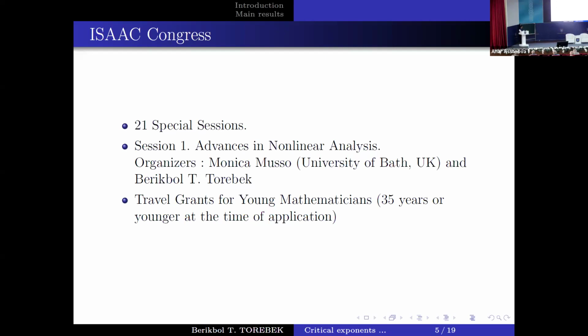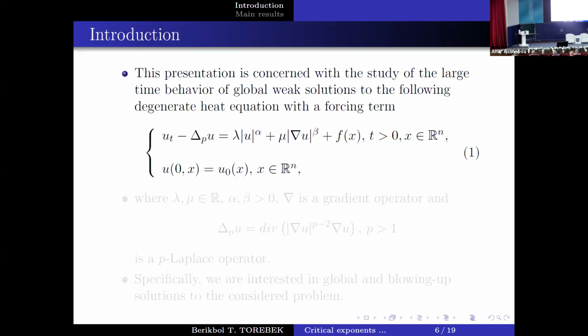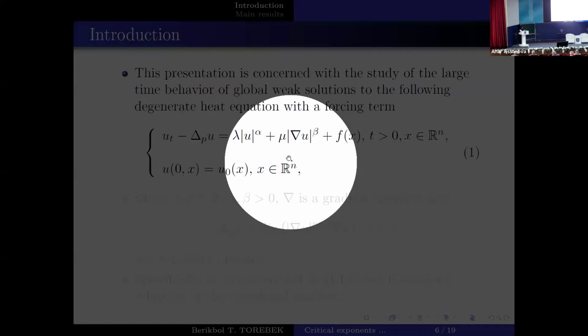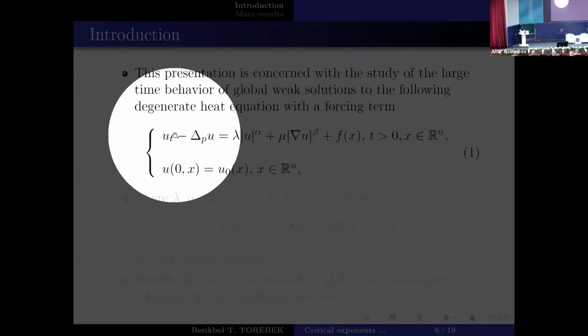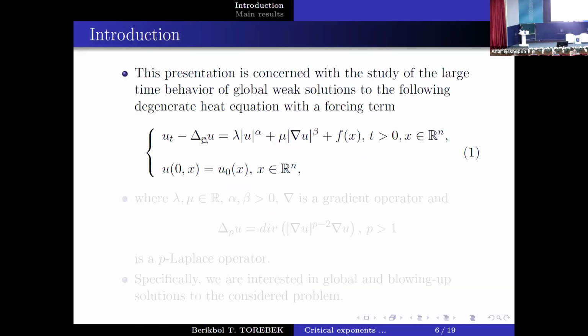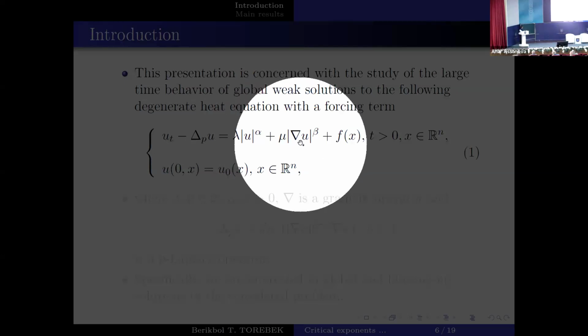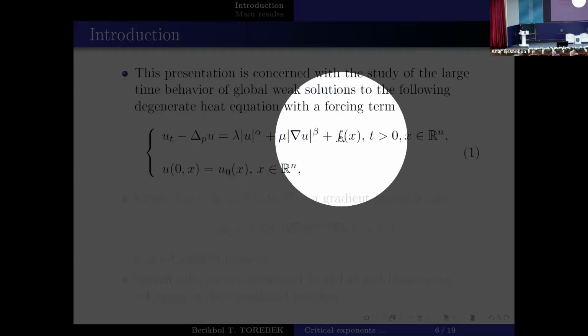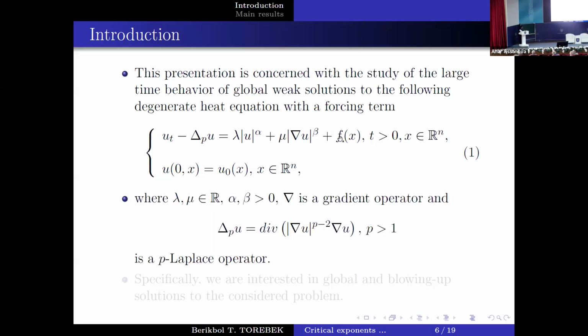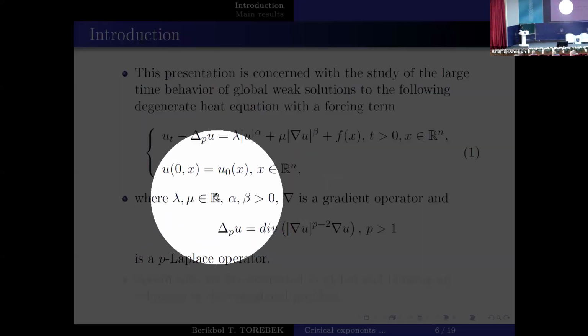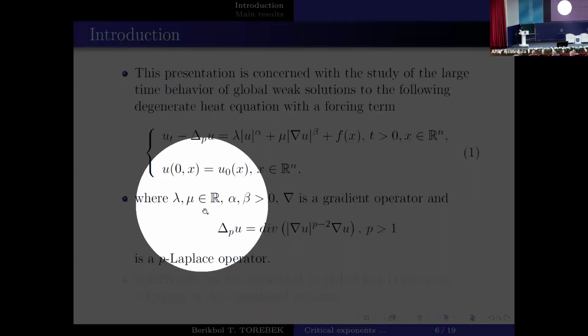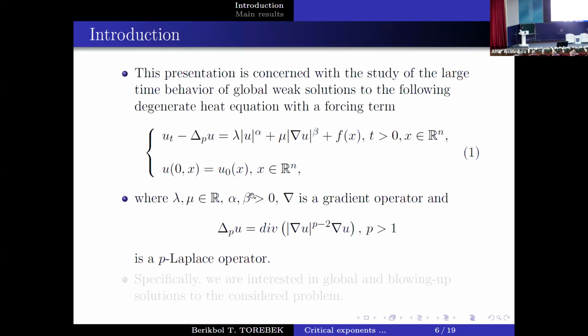And now let us move to the mathematical part of our presentation. Let us consider this kind of quasilinear parabolic equation given by formula 1. Here we have u_t, Δ_p is the p-Laplace operator, and here we have a power law nonlinearity, also a gradient nonlinearity, and also we have a forcing term, and here λ and μ are real numbers, α and β positive numbers.